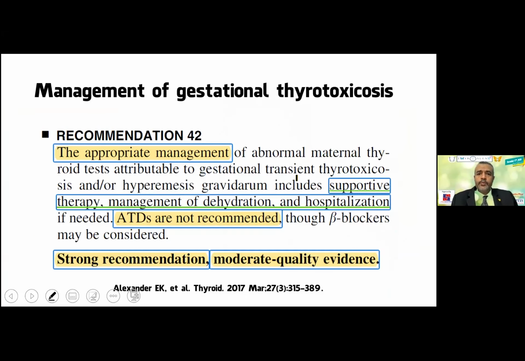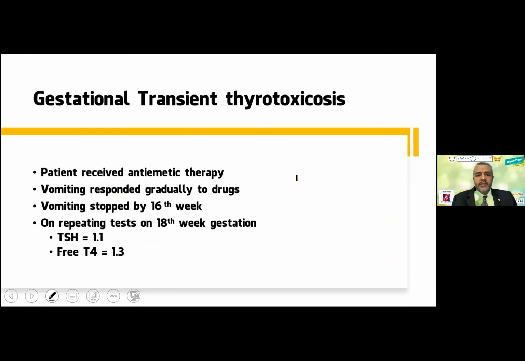What is the proper management for gestational thyrotoxicosis? The American Thyroid Association recommends that only supportive therapy should be applied with management of dehydration and hospitalization if needed. Antithyroid drugs are not recommended. However, you may resort to beta blockers if they are highly indicated. And this is a strong recommendation. And so our patient received a final diagnosis of gestational transient thyrotoxicosis.